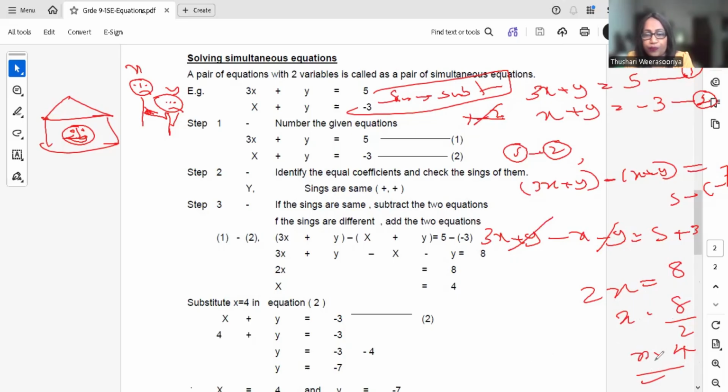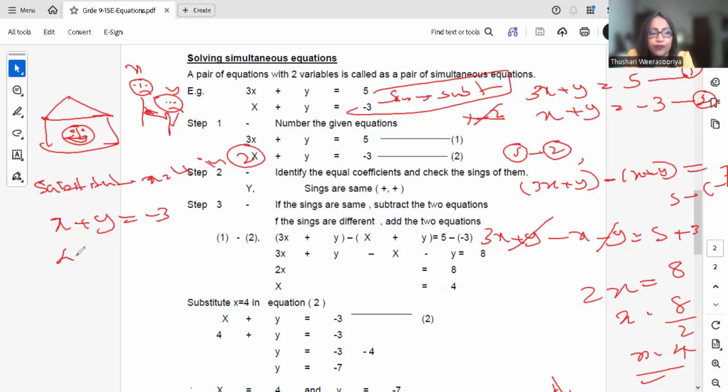Okay. x equals 4. Now substitute. Now we have to find the y value. Right? I'll write it here. Then substitute x equals 4. You have two equations. I'll take the second equation. You can select either 1 or 2, you can select one equation only, right? I'll write the second equation, x plus y equals minus 3, right?